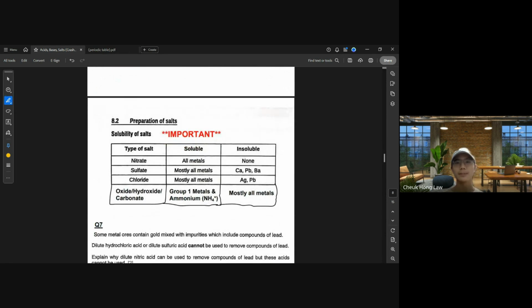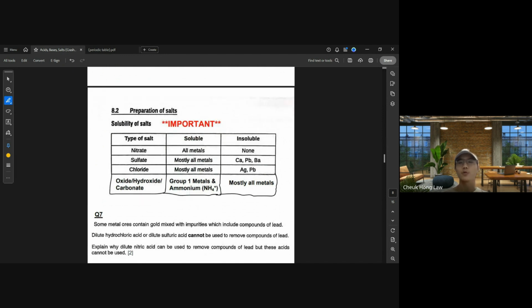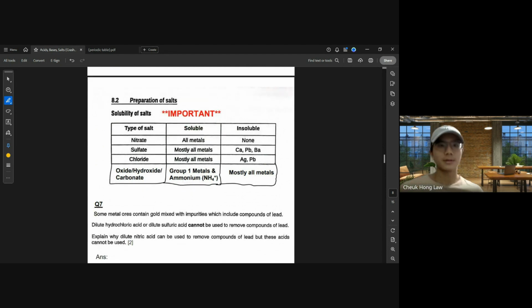This is the most important part, or one of the most important parts, because it will help you with your other chapters as well, regardless of Sec 3 or Sec 4. If you look at this table, we have a few different types of salts. We have the nitrate, sulfate, chloride, and then oxide, hydroxide, and carbonate. So you have soluble and you have insoluble. Everything in this row is soluble, everything in this row is insoluble.